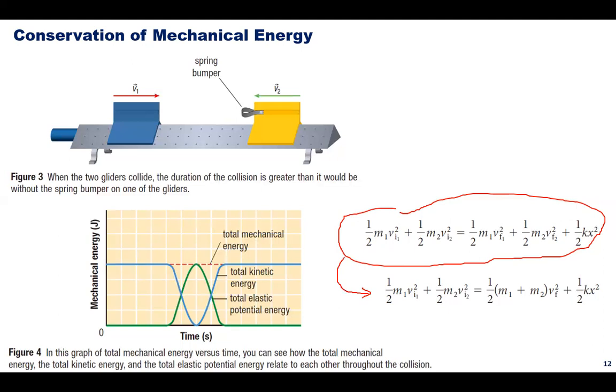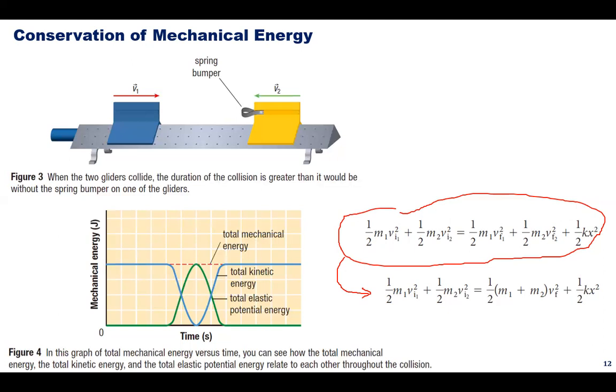Well, the total energy in the initial state is 1/2 m1 vi1 squared plus 1/2 m2 vi2 squared. And the total energy in the final state would be 1/2 times (m1 plus m2) times vf squared plus 1/2 kx squared. Any questions?